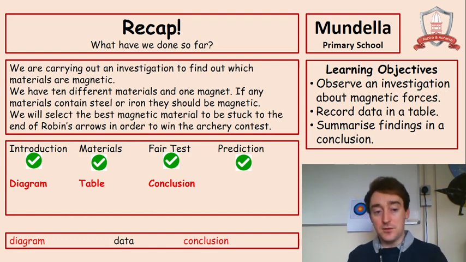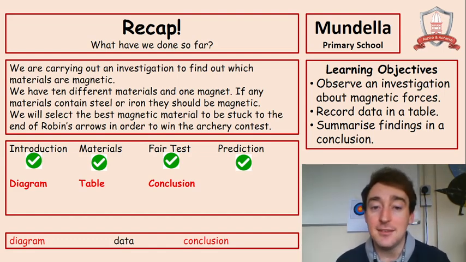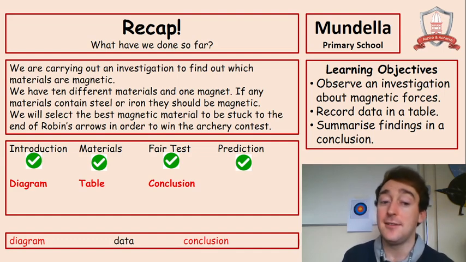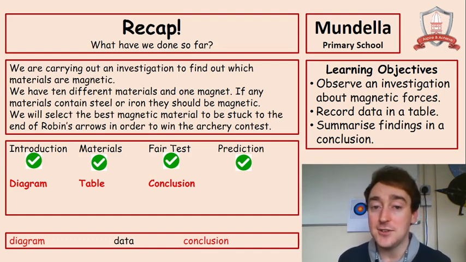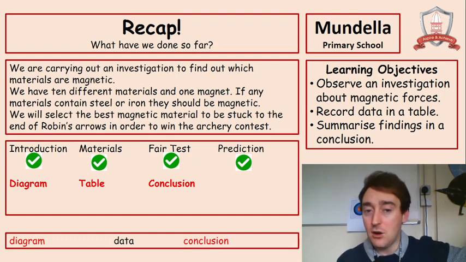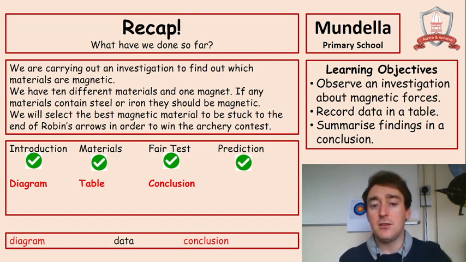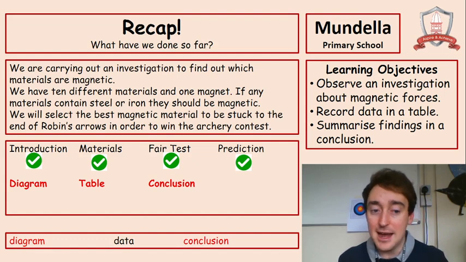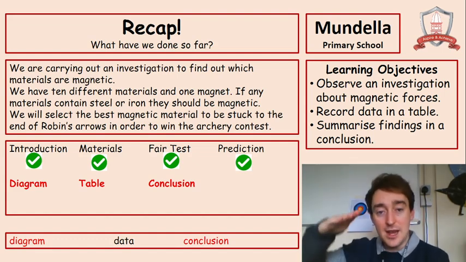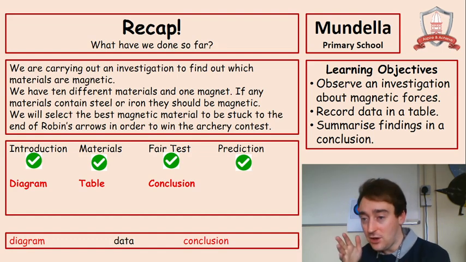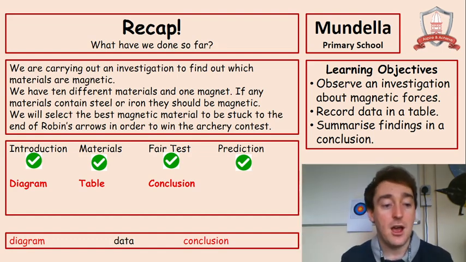So once we've done that, we will select the best magnetic material to be stuck to the end of Robin's arrows in order to win the archery contest against the cheating sheriff who set his target a lot further back than other people's. So remember, when we select the best magnetic material, we're going to try and find the smallest, most magnetic thing so that it doesn't weigh the arrow down as it's flying through the air and you can't really see it, it can just go straight through into the target. Okay, so let's have a look.